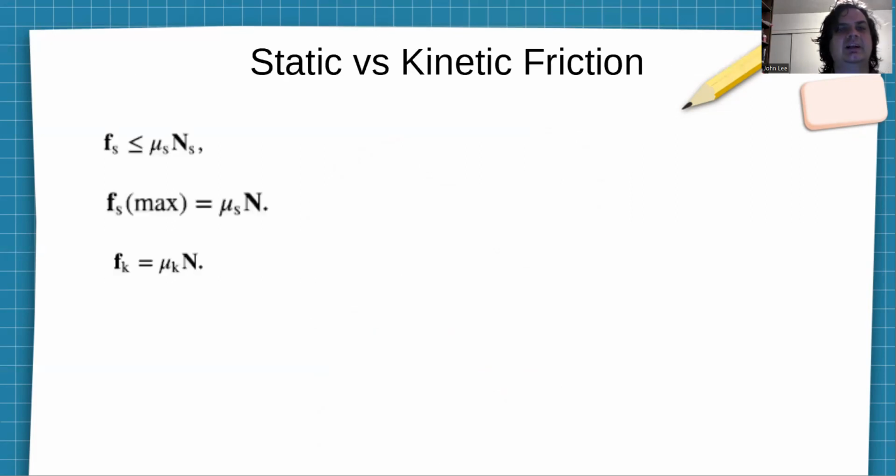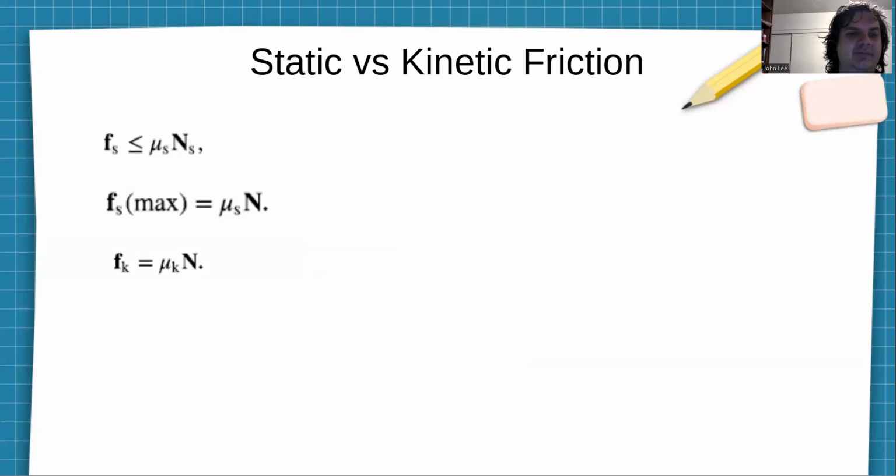So, static versus kinetic friction. That was actually most of what we had to do for actual motion in 2 dimensions. So I'm not entirely sure why this chapter is called that if there's so much more. But static versus kinetic friction is just different types of friction that you have available.